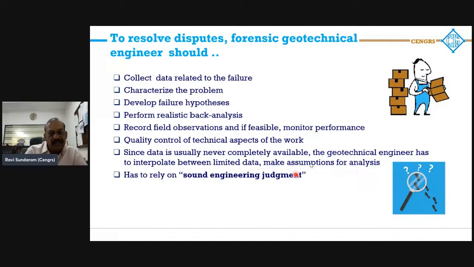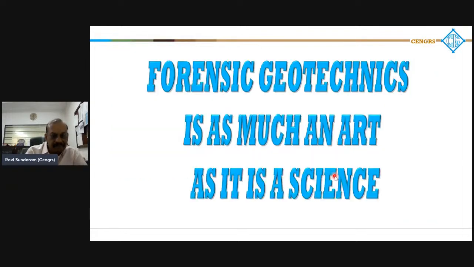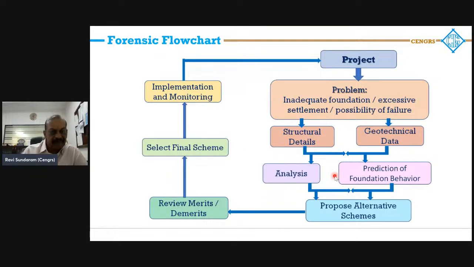So when you are developing your failure hypothesis and doing your back analysis, let's try to make realistic assumptions and figure it out. I'd like to start by saying here that forensic geotechnical engineering is as much an art as it is a science. So, this is a borderline case, where it is not purely a science, and the ingenuity of the engineer is most important.